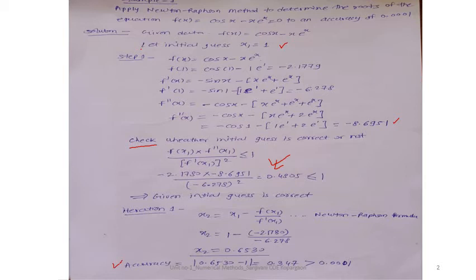We need to check the accuracy, that is 0.6530 minus 1. The initial guess is 1, and the new approximated value after implementing the Newton-Raphson method is 0.6530. You check the difference, that is 0.347, and this activity you need to repeat till you get the accuracy value less than 0.0001, that is 4-digit accuracy.